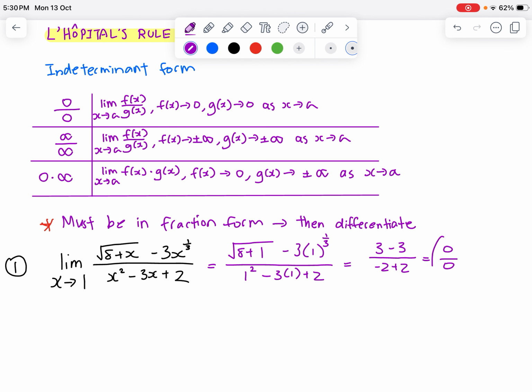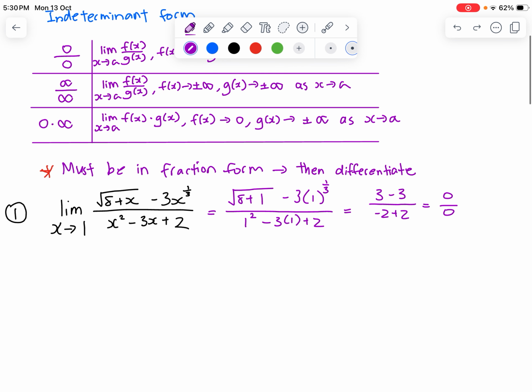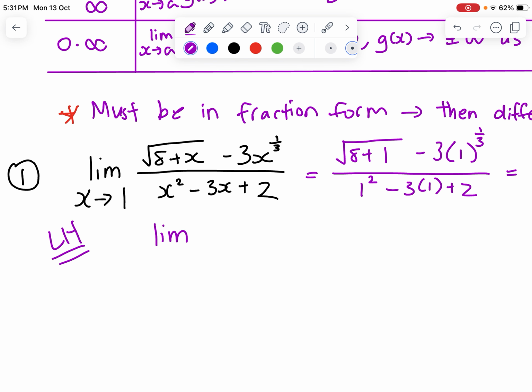If we take a look at this expression, it ties back to our indeterminate form, 0 over 0. When we have this indeterminate form, what we want to do is apply L'Hospital's rule. If we apply L'Hospital's rule, what we want to do is take the derivative of the upper function and the lower function. Here we have 0 over 0, and the function on top is basically f of x, and the function on the bottom is basically g of x. So we want to differentiate both of them separately.